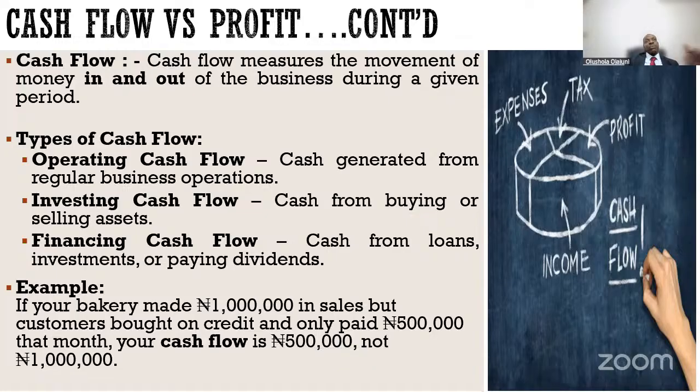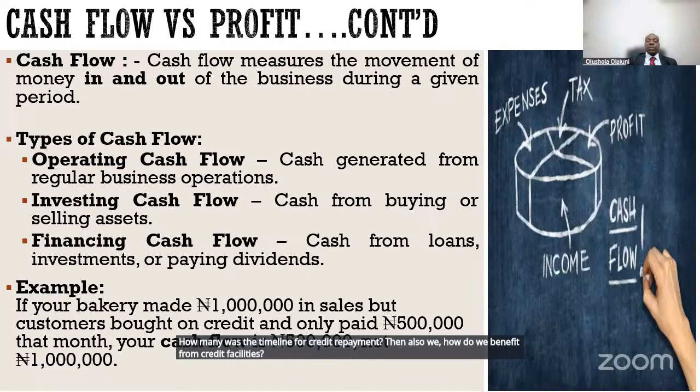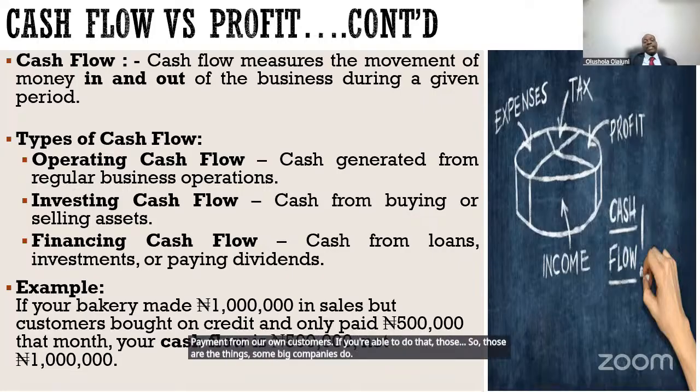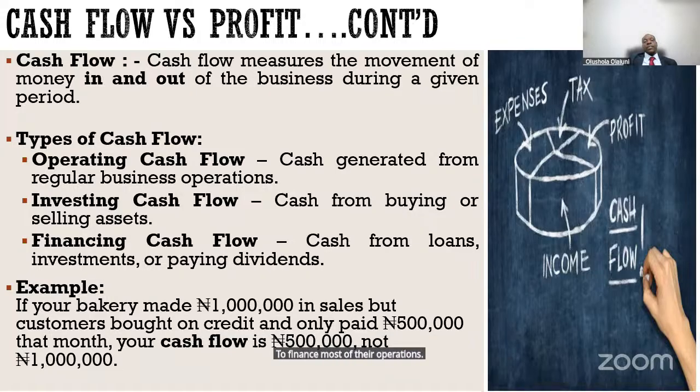To what extent are we giving credits? What's the timeline for credit repayment? Then also, how do we benefit from credit facilities? Do we have longer payment terms for our own credit facility and shorter payment from our own customers? If you're able to do that, those are the things some big companies do to finance most of their operations. When you do a job for them, they tell you, you have 2 months, 3 months before they pay you. So that's like a source of funding or financing for them.